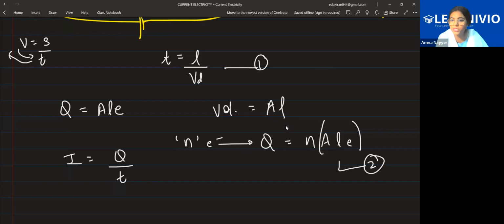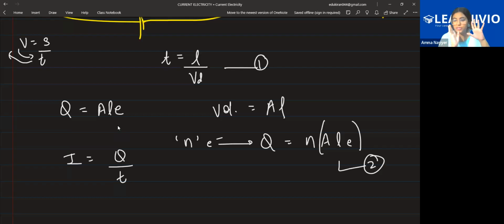Why? See, volume is equal to area into length. Now, Q is equal to e is just for a single portion. We want the charge for the entire wire, so we have to multiply it by the entire volume of the wire so that we get the entire charge distributed on the wire. So time is equal to length by drift velocity.